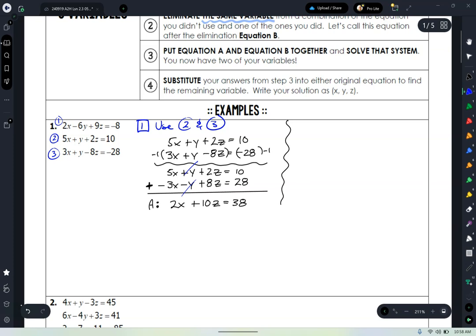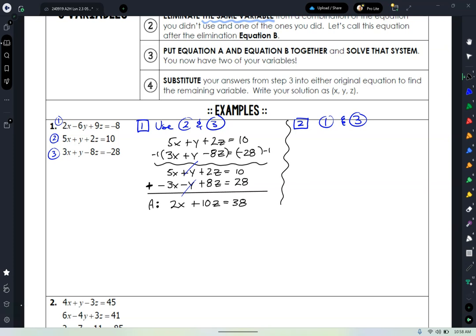Okay, so now, step 2, we're going to use one of the equations that we used and one of the equations that we didn't use, and we're going to eliminate the same variable. Okay, well, this is just kind of dealer's choice. I'm going to use equation 1 and equation 3.